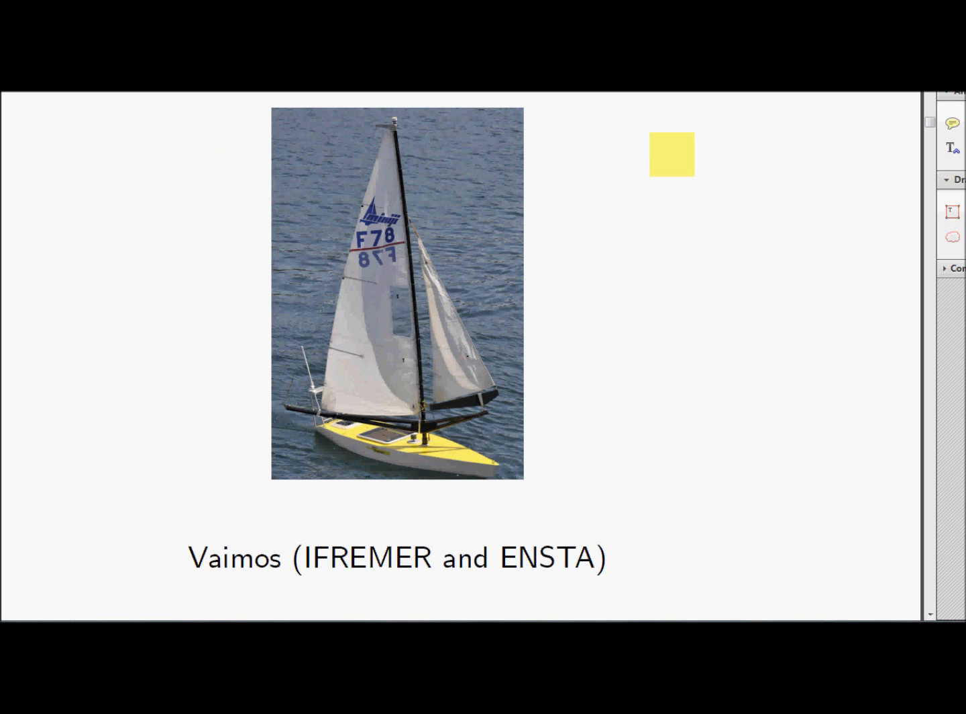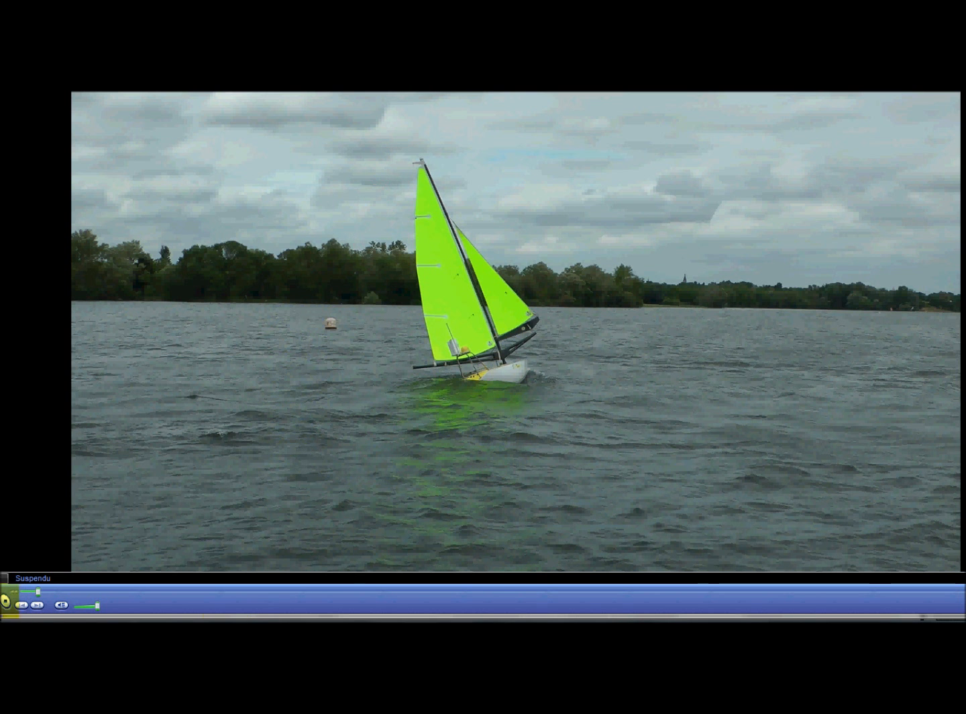Before introducing the notion of capture tube, I will recall what V stability means. V stability has been used in the context of VEMOS. VEMOS is a sailboat robot.